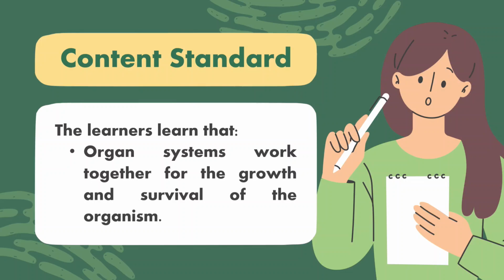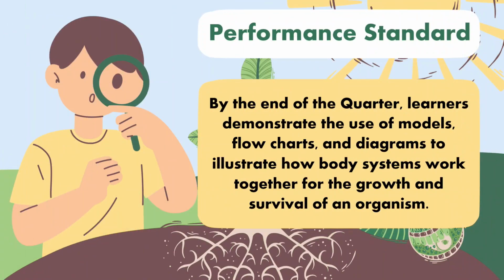Content standard. The learners learn that organ systems work together for the growth and survival of the organism. Performance standard. By the end of the quarter, learners demonstrate the use of models, flowcharts, and diagrams to illustrate how body systems work together for the growth and survival of an organism.